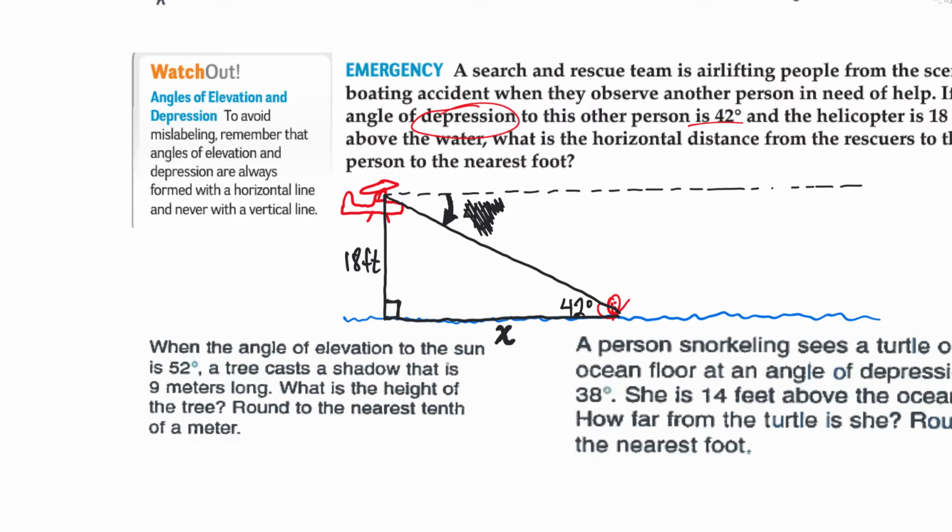All right, now from here, it's just doing our trig stuff like we've been doing. All right, so here's my angle. Where's the H? The blank. Where's the A? Yeah, the X. And then where's the O? The 18.